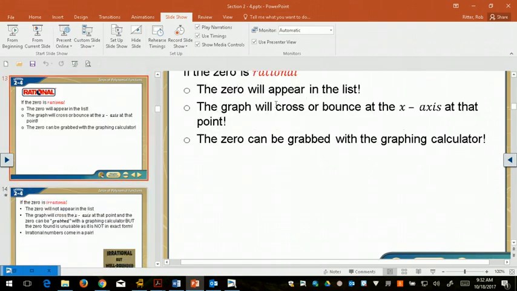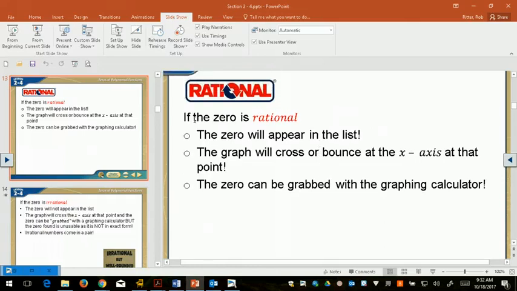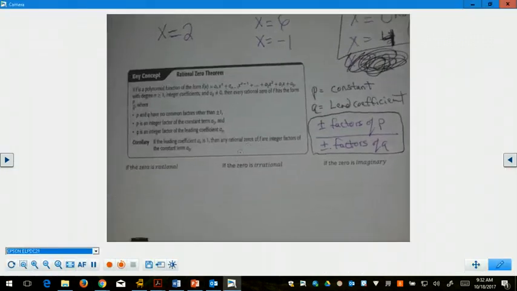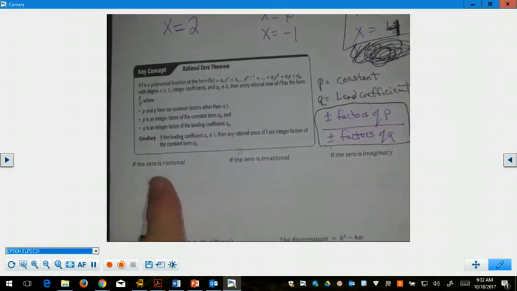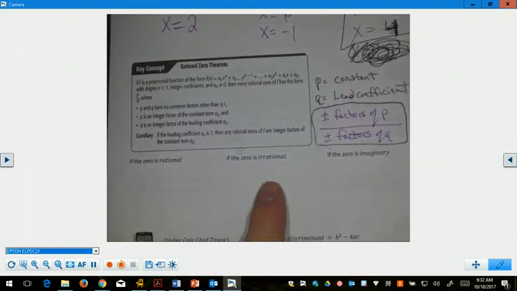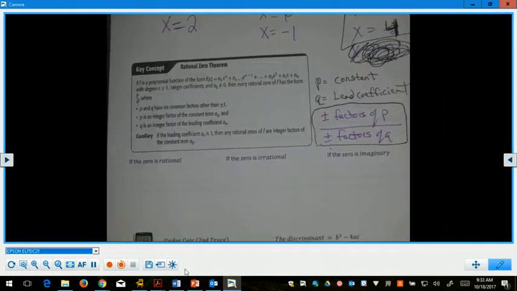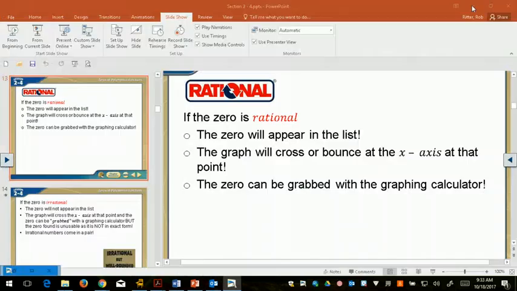All right. So now this is the three things that you have on your paper that you can fill out. I'm not going to be able to project and fill them out at the same time. If the zero is rational, if the zero is irrational, if the zero is imaginary. So if the zero is rational, the zero will appear on our list. When we list out all the possibilities using the rational root theorem, it'll be on that list. And we can test this in our graphing calculator to see if it actually gives us a zero.